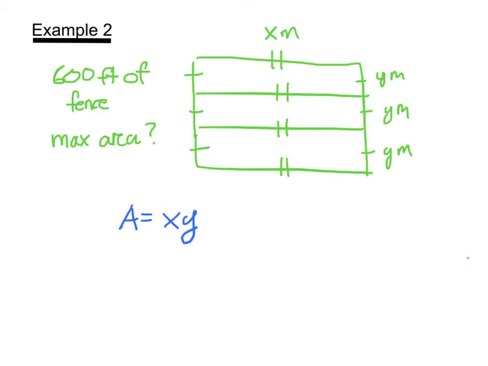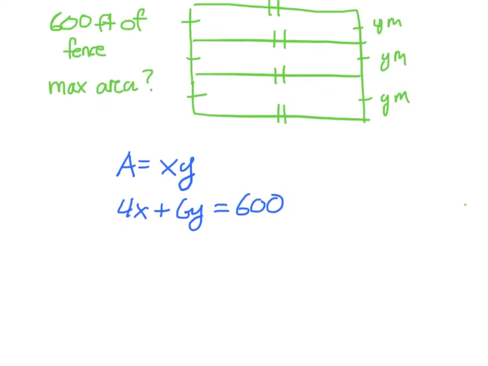Also, if we add up all of the sections of the fence here, we see that we have 4 x values and we have 6 y values. And so that's the total length of fence that I'm using here. So we have 4x plus 6y, and that has to be equal to 600 feet because that's the amount of fencing that we have. Now both 4x and 6y are non-negative because we're talking about fences here. We can't have a negative fence length. So we have two numbers, so let's use the arithmetic geometric mean inequality here.